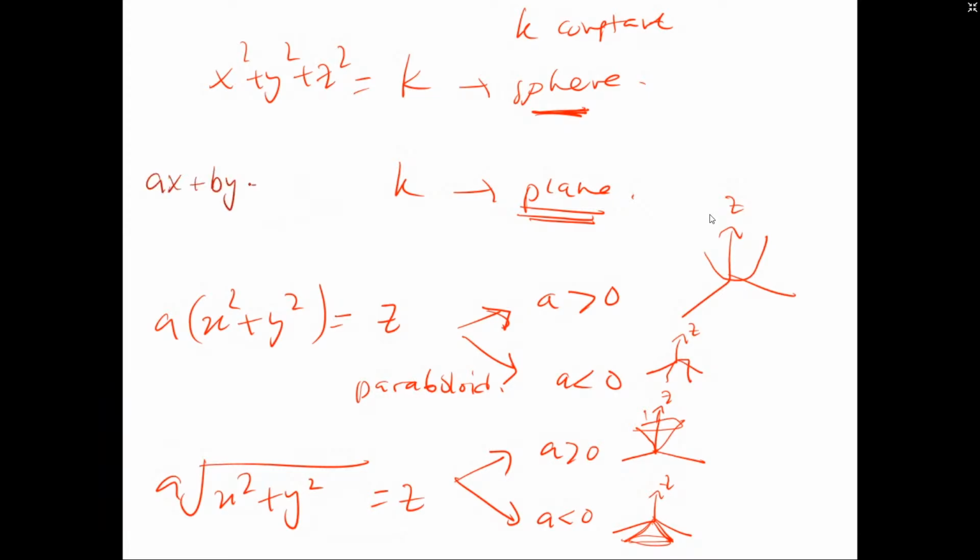ax plus by plus cz equals k. This one is a plane. a, b, c are the intercepts. How to get them? Make sure x, y are 0 to get z; y, z are 0 to get x; x, z are 0 to get y. Okay, and if power 2 for both x and y, it is a paraboloid, and if you have the square root with power 2 of x and y, you have the cone.